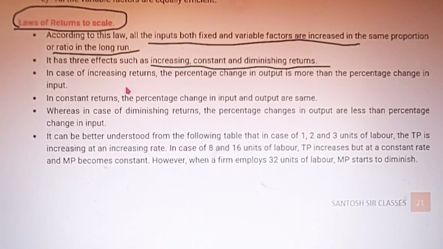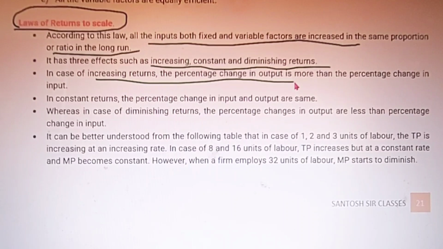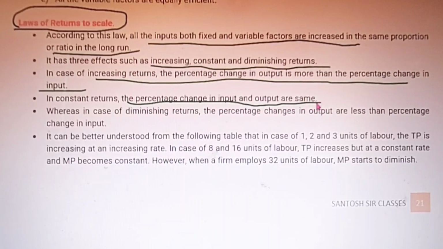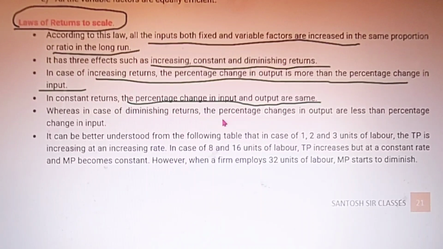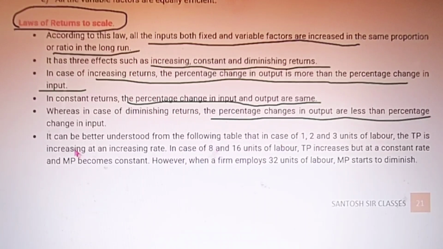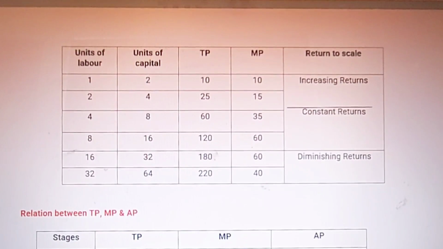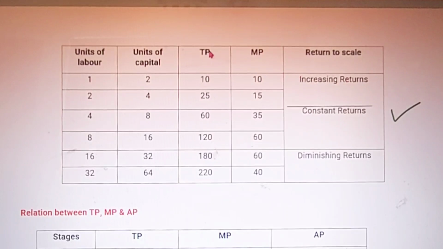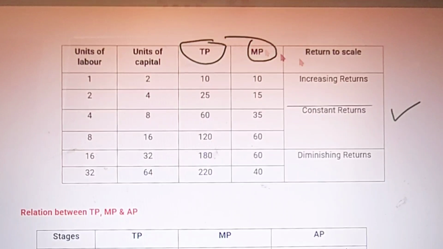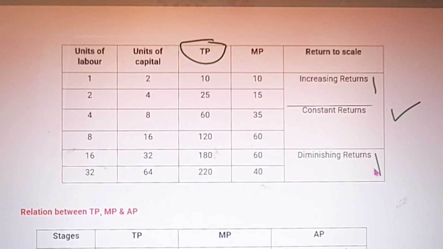In case of increasing return, the percentage change of output is more than the percentage change of input. In constant return, the percentage changes of input and output are the same. Whereas in diminishing return, the percentage change of output is less than the percentage change of input. So like this we can also explain this with the help of this schedule. Again, the same type of schedule. Here TP and MP are there. Again, three stages: increasing, constant, and diminishing.